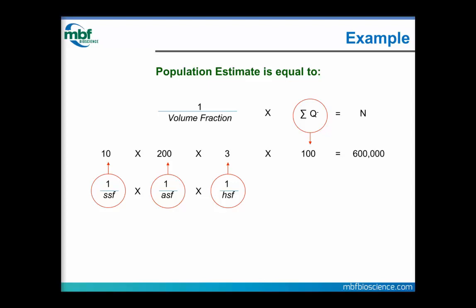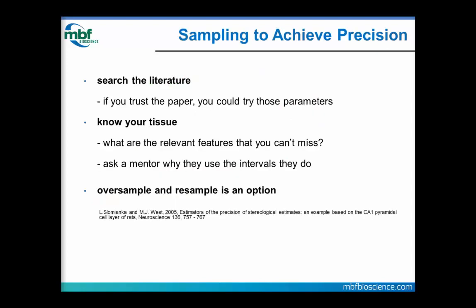So we also have to think not only about following these rules to eliminate bias, but also about how much sampling we need to do to get a good snapshot of what's going on so we can see if there's a difference between the mean of the control group and the mean of the experimental group or groups. Search the literature. If you trust the paper, you can use those parameters. If they talked about why they've used those parameters, why they think they're doing enough counting, you are the one who is familiar with the salient features of your tissue.